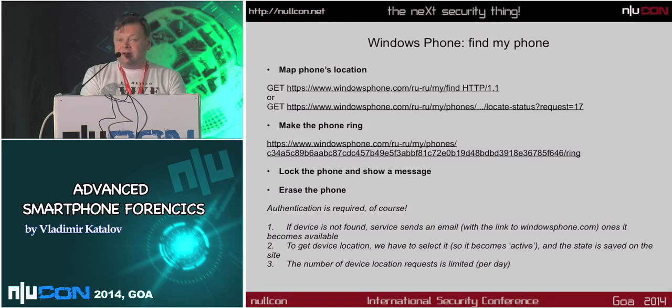Also, if there are a few devices connected to the same Live ID account, we need to use a special command to set an active device, the current device we are working with. And this change is saved on the Windows server. So again, if we change this current device, the person will probably know once logging into windowsphone.com. And finally, the number of requests to get the location of the device is limited per day. On the next request, I don't remember after how many of them, probably 10 or 15, you'll get a response that you have reached your limit of queries.